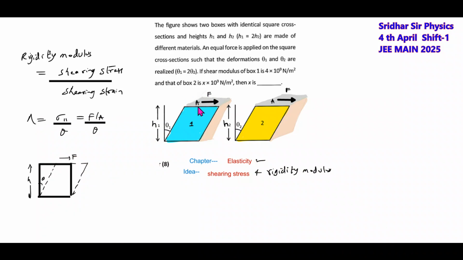Then F by A is the same. Therefore the same shearing stress is applied here, but the shearing strains are different. So therefore the rigidity modulus will be different. For box 1, the given value is eta 1. We have to calculate for box 2. So from this, eta 1 theta 1 equals eta 2 theta 2.